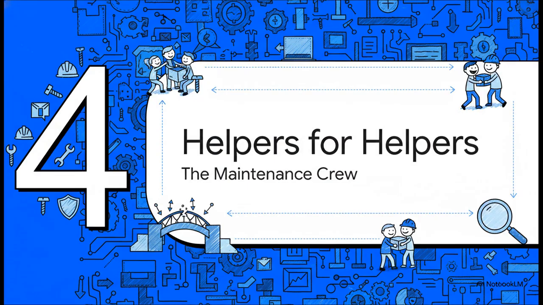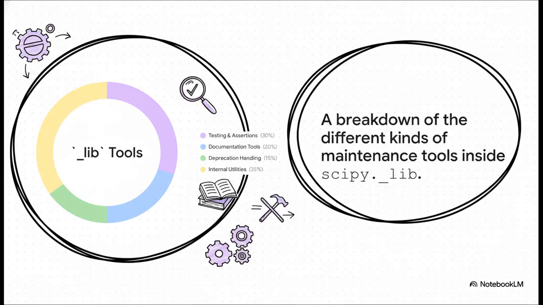So, a huge chunk of _lib isn't even about fancy algorithms. It's about the essential, maybe a little unglamorous, but absolutely vital work of just maintaining a massive open-source project that millions of people depend on. We can actually see what these different maintenance tools are. You've got tools for testing and assertions, tools to help format all the documentation, and even tools for handling how old features get removed. This whole structured approach to maintenance is really SciPy's secret to preventing the kind of code rot that can bring down so many other big projects.